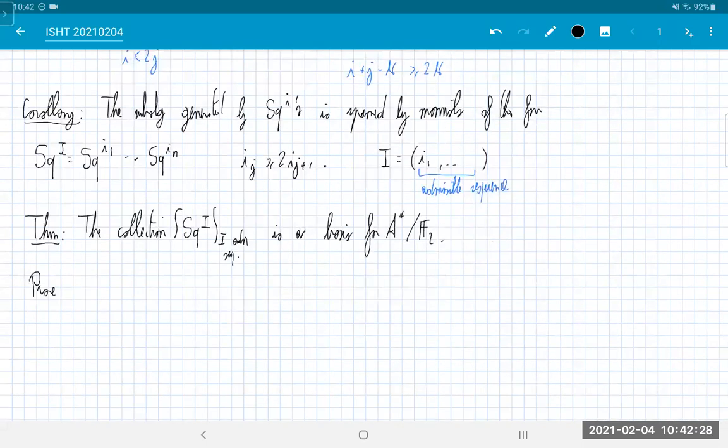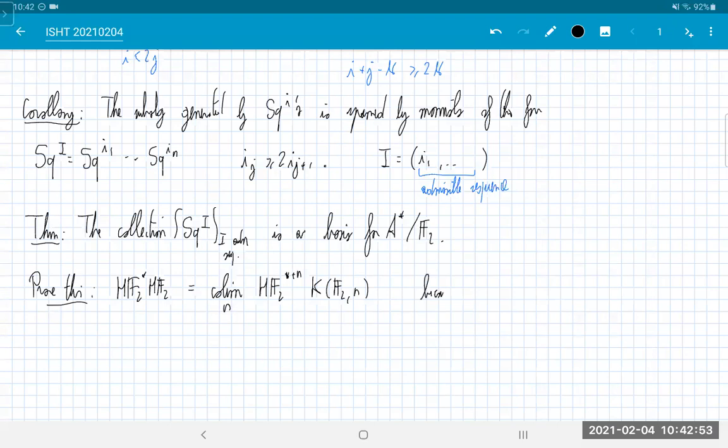The way to prove this is, well, H F2 star H F2. The idea is you can write it as a colimit of H F2 star plus n of K(F2, n). That's because of the standard presentation of H F2. H F2 is the colimit over, oh, I'm saying colimit, no, of course, that's the limit. It's the colimit of sigma to the minus n sigma infinity plus, and sorry, I should say reduced K(F2, n). That's just the standard presentation.